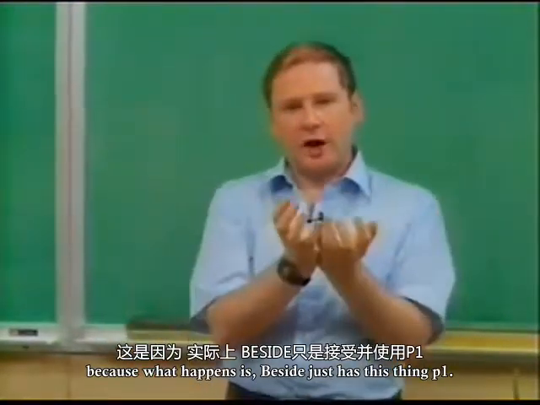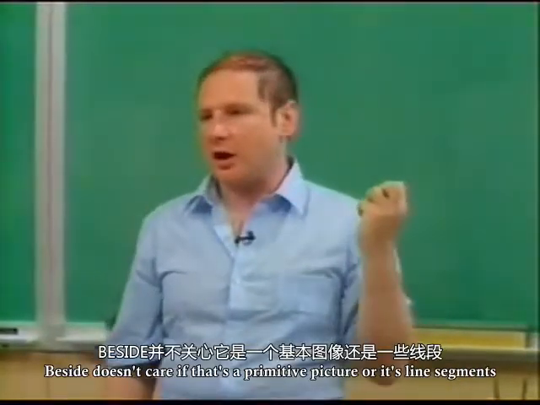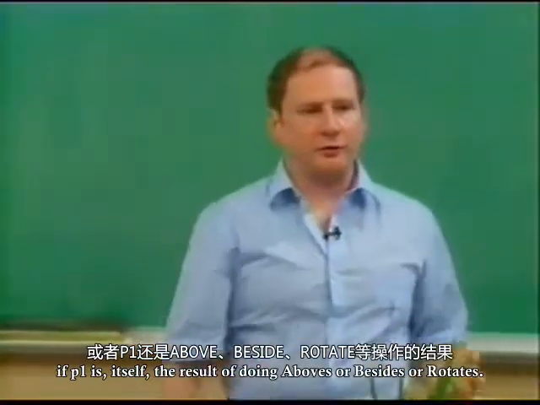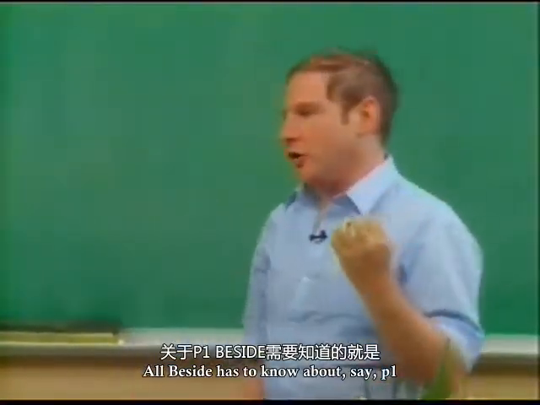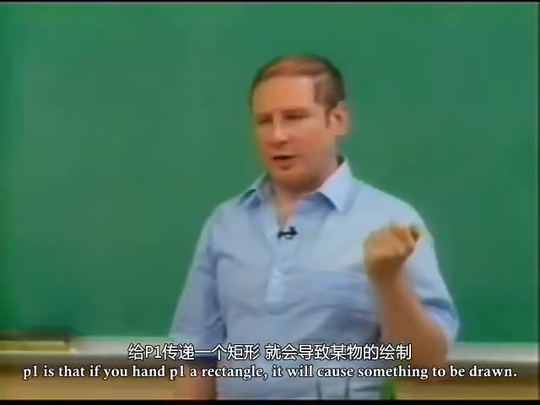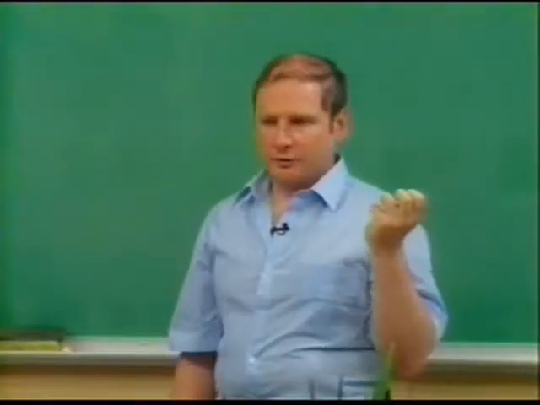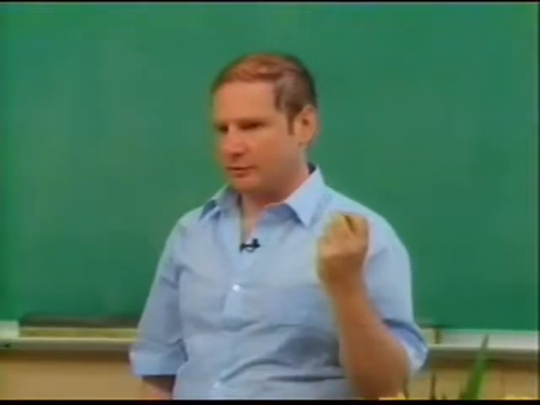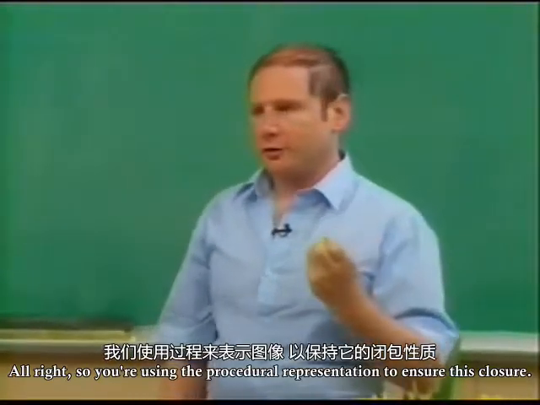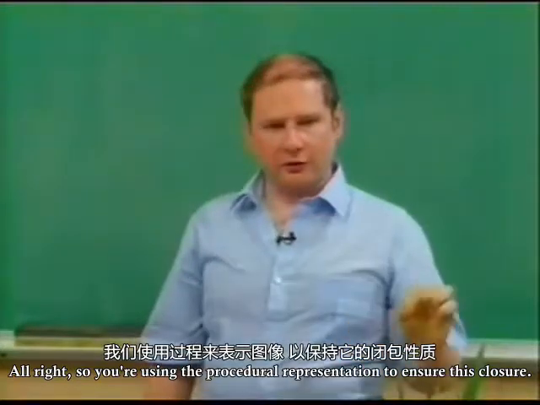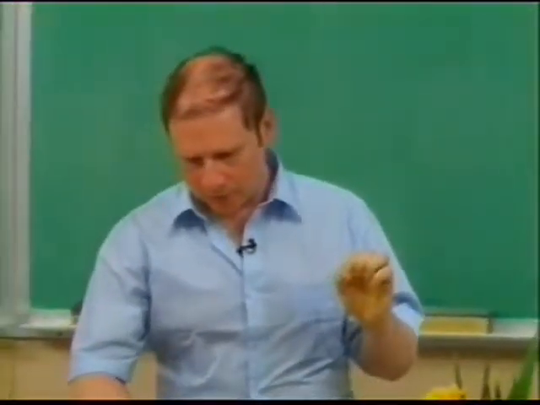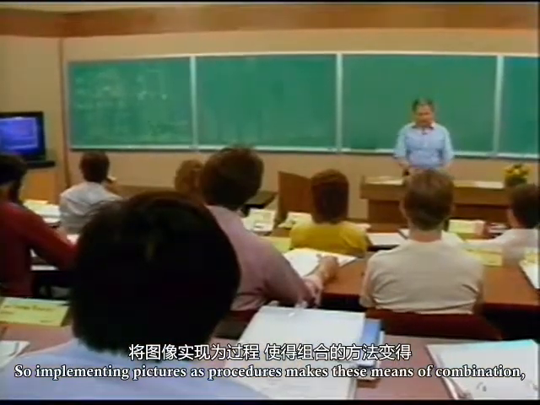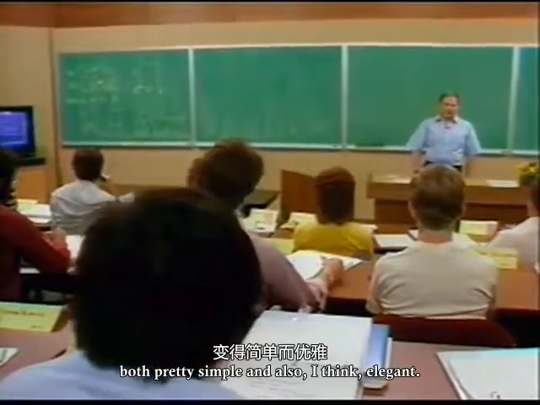Because what happens is, beside just has this thing P1. Beside doesn't care if that's a primitive picture or it's line segments or if P1 is itself the result of doing above or besides or rotates. All beside has to know about P1 is that if you hand P1 a rectangle, it'll cause something to be drawn. And above that level, it's none of beside's business how P1 accomplishes that drawing. All right, so you're using the procedural representation to ensure this closure.